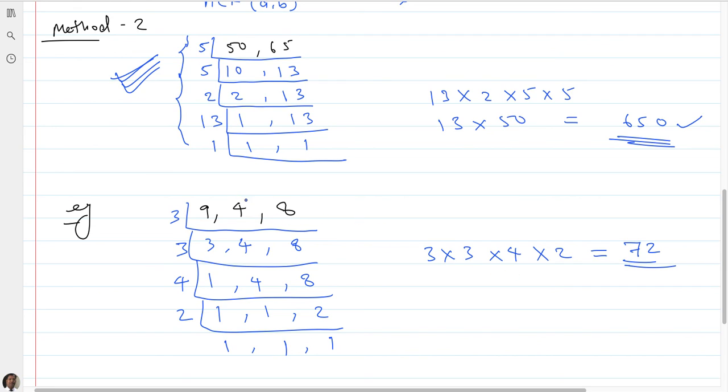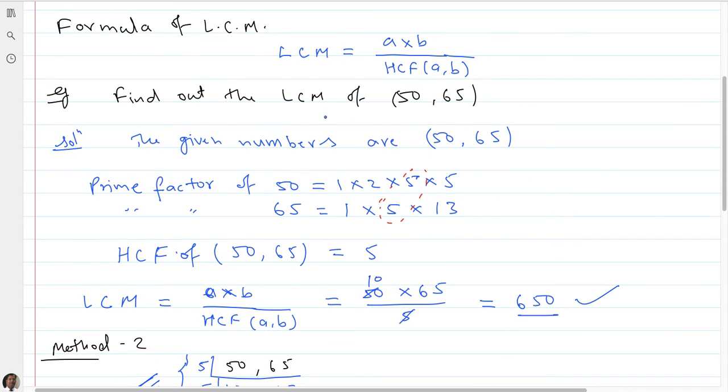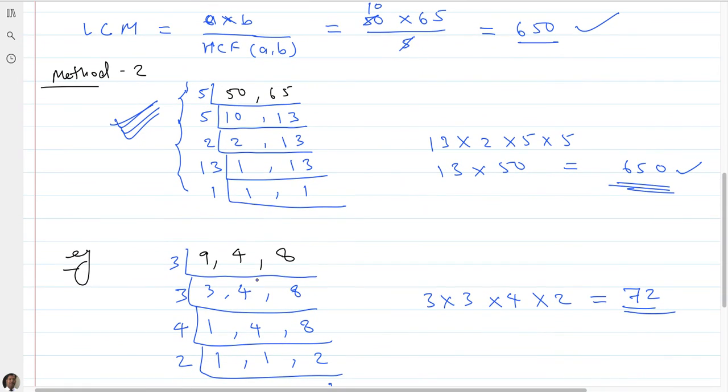I hope you understand this method. It is very easy, and the same method you can apply also with this formula. By applying this formula, you can get the LCM of these numbers also.